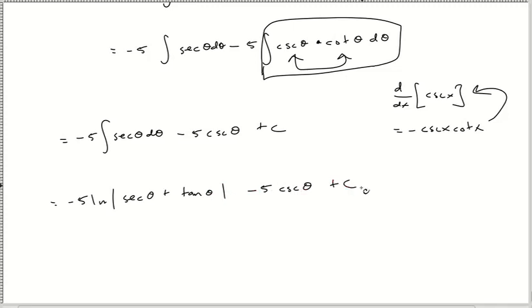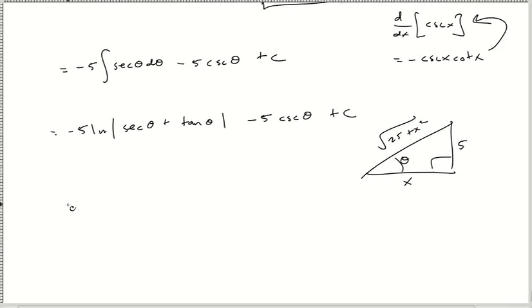Almost there. And then, again, we have all these thetas, so I need to go back and use my triangle. I'm just going to redraw it because it's so far up there. I had a phi. Nope, I had the 5 over here. Remember, I've changed it in my notes. That's a 25 plus x squared. Okay, here we go. So close to the end.